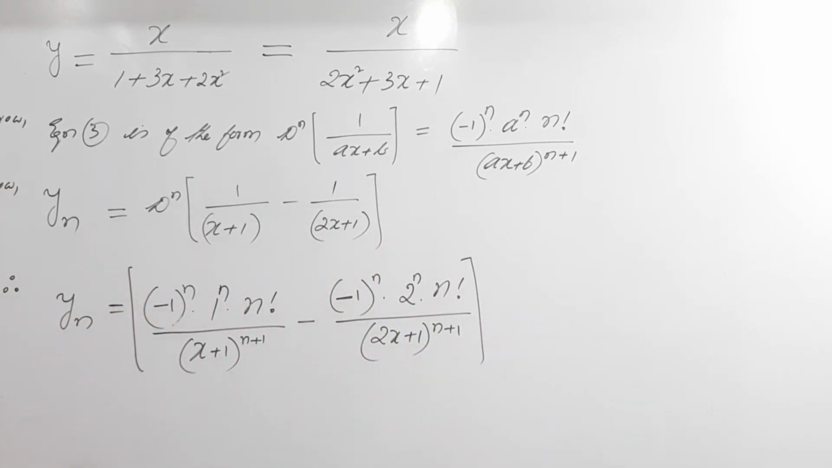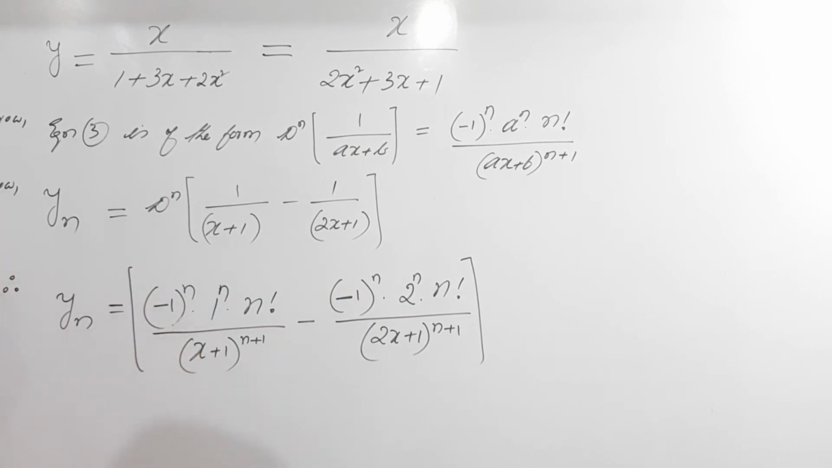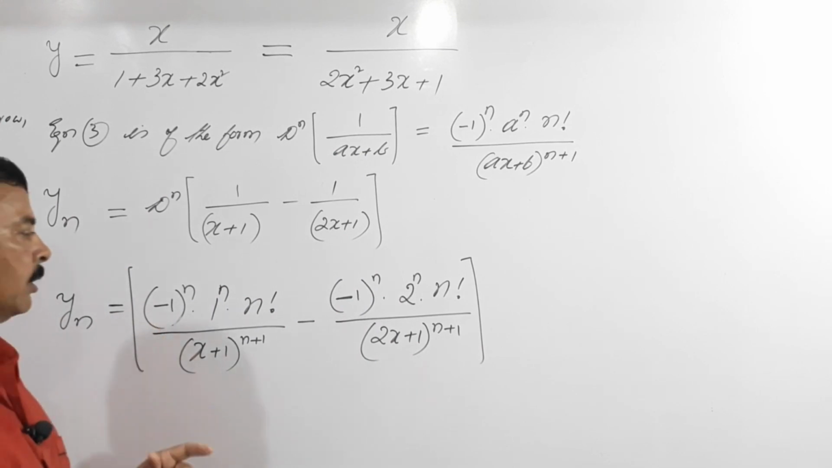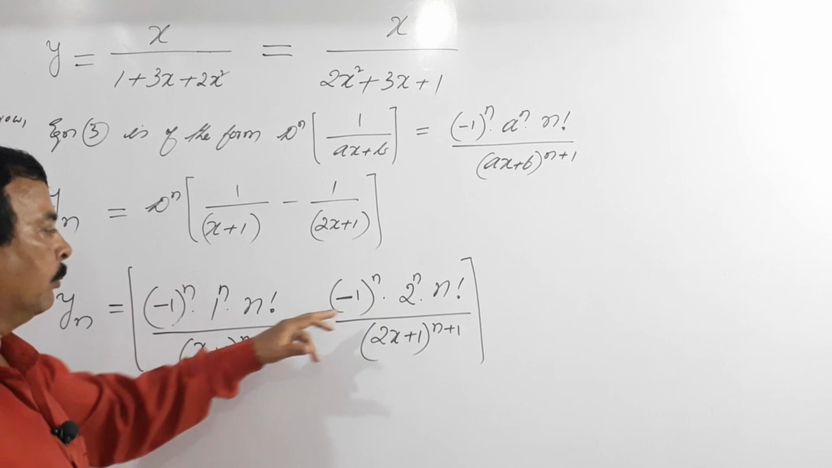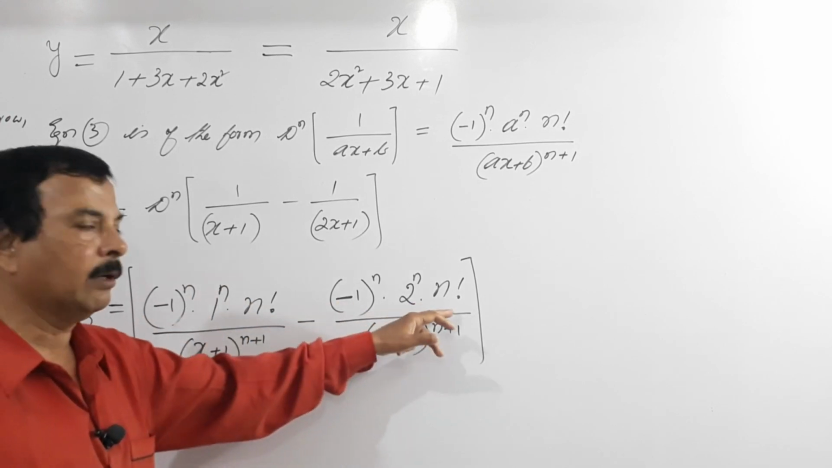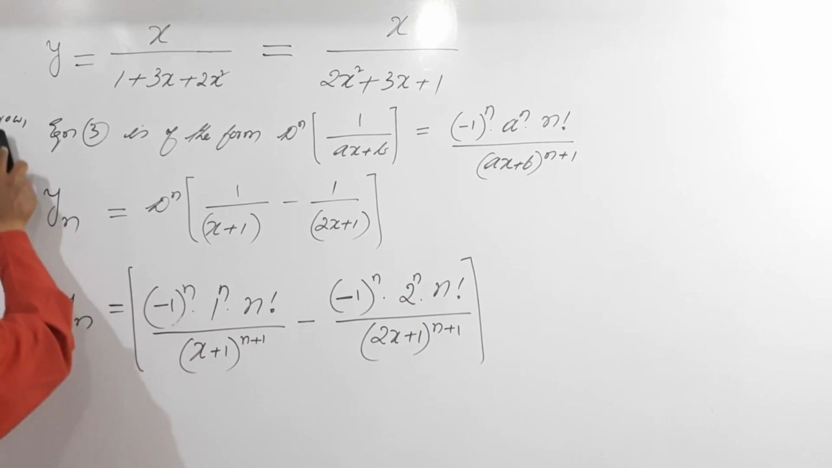So, dear students, if you want you can stop at this, but still if you want you can do one more step, that is among this you can take out a common, that is minus 1 to the power of n is common in both the cases and n factorial is common, you can take it out. So, I wrote this.